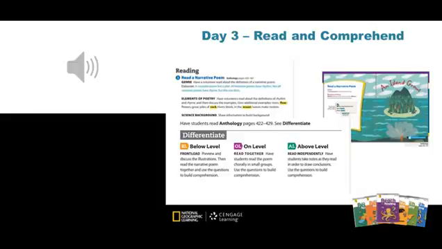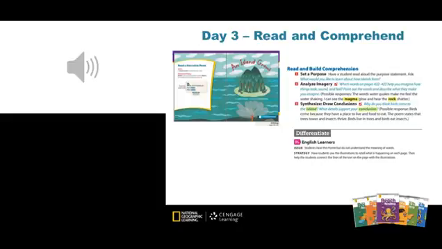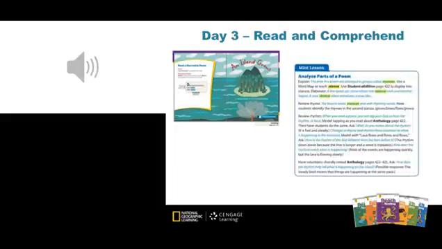After you introduce these elements, it's time for students to read the passages of the selection. As they read, use the differentiation strategies provided for students below, on, and above level. As each group reads, use the build comprehension questions and provide additional differentiation as needed. Additional mini-lessons are also provided to expand instruction when applicable.